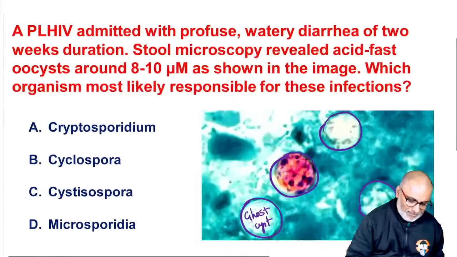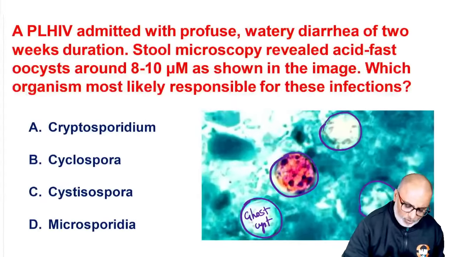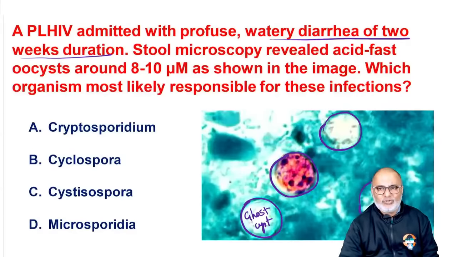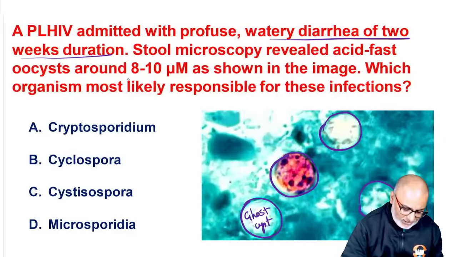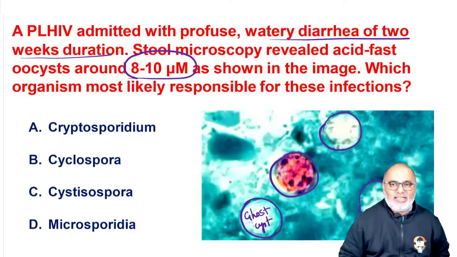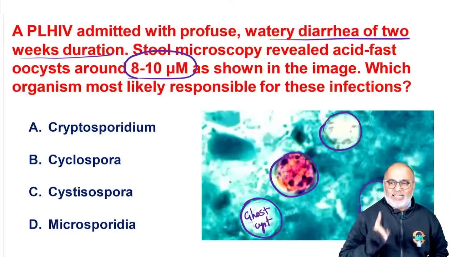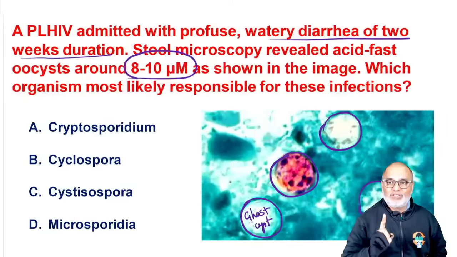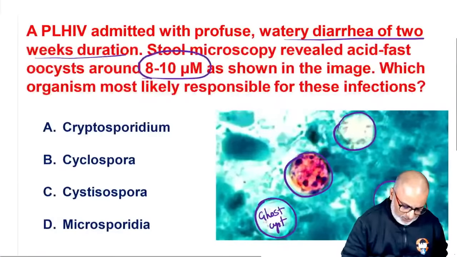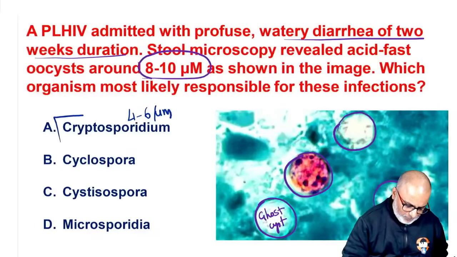And see the question. A PLHIV, HIV positive, with profuse watery diarrhea of 2 weeks duration. Stool microscopy revealed acid-fast oocysts around 8 to 10 micrometer. That's all. HIV positive, watery diarrhea, acid-fast oocysts of 8 to 10 micrometer: these three are the golden points. If it is 4 to 6 micrometer, we can go for Cryptosporidium.